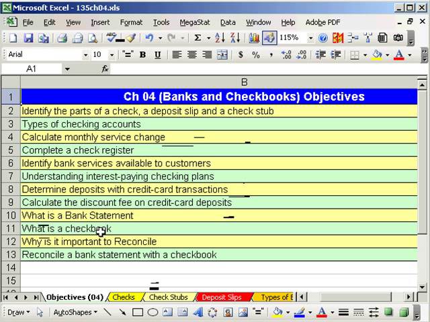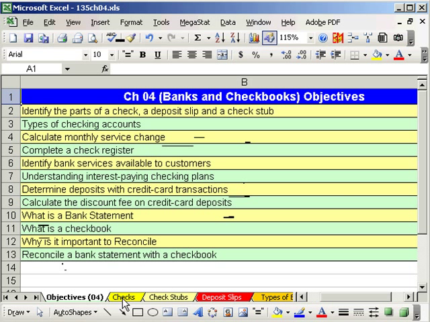So, two different documents. Then we're going to understand why it's important to reconcile. And then we're going to reconcile a bank statement with a checkbook. If the bank statement and the checkbook are different, we better have a way to prove that they're actually the same, and it's only a timing difference. The fact that there's a service charge on the bank statement, it just is there. It's not in our checkbook yet. So we learn about that service charge from the bank statement, or interest, for instance. So it's just a timing difference, and we have to reconcile to prove that they're actually both the same.